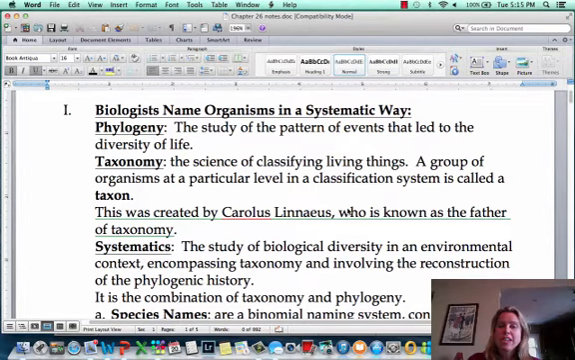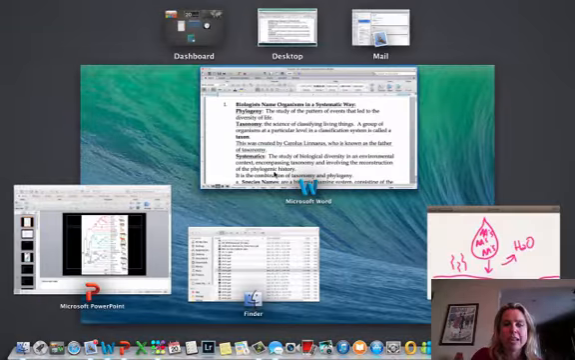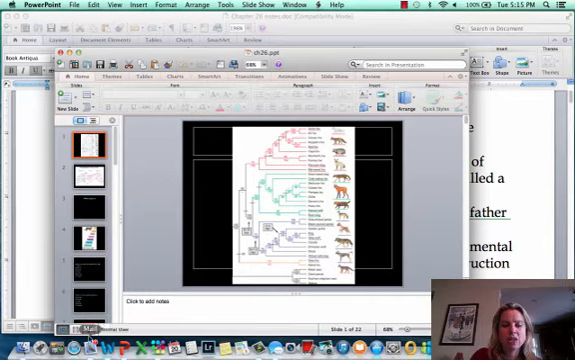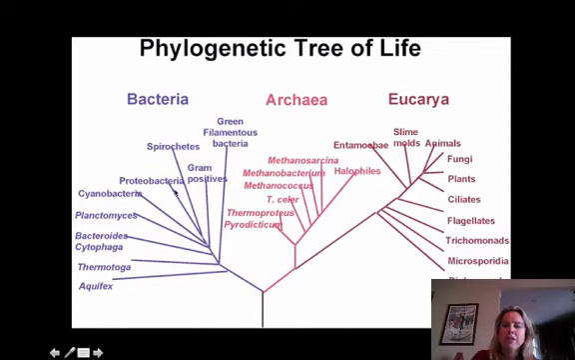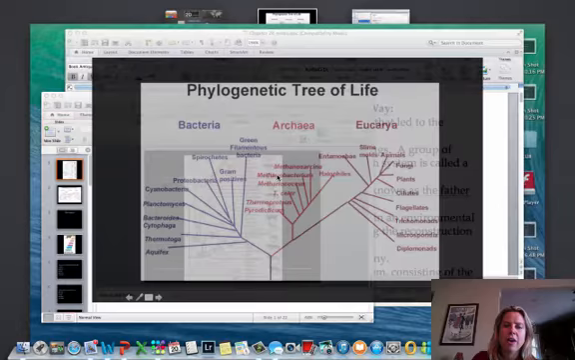So phylogeny is the study of the pattern of events that led to the diversity of life, and phylogeny is drawing this kind of stuff out. I have a phylogenetic tree that I can show you right here. This is showing foxes, jackals, wolves, even bears, and the relationships between each other. Don't worry about the numbers, just worry about this branching diagram. That's a phylogenetic tree. I think I have another one that's way more simple, showing different types of bacteria and then eukaryotes and how that works.